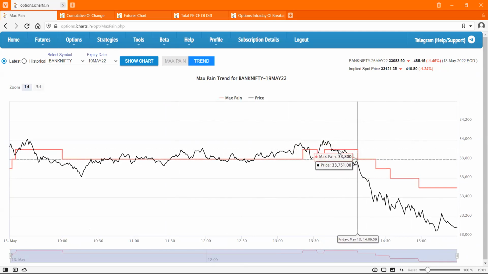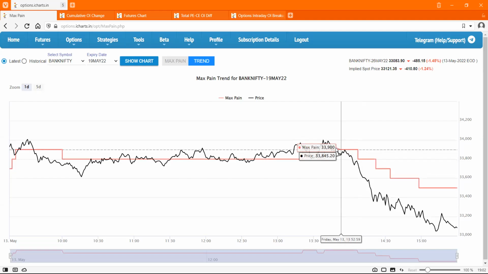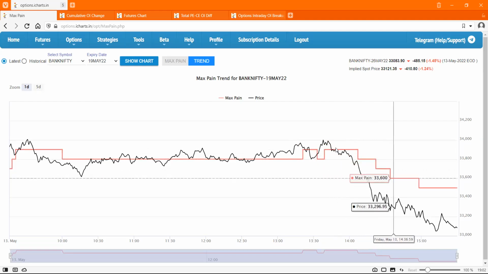It changed at 14.7 or 14.8. So basically, a couple of minutes after we saw in our tools when it gave the signal, it dropped to 33,800. So it changes very slowly.